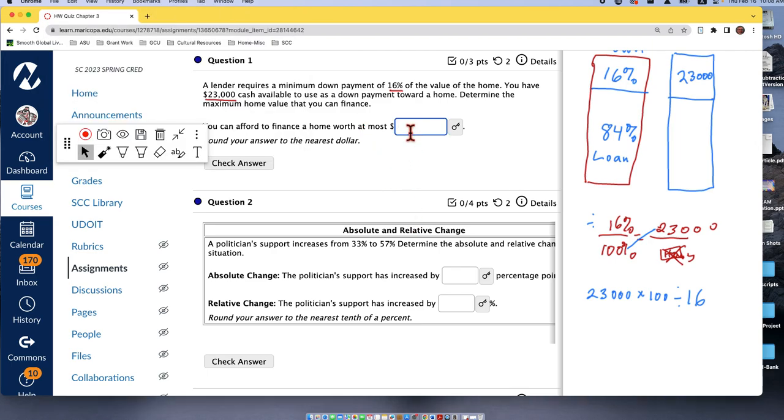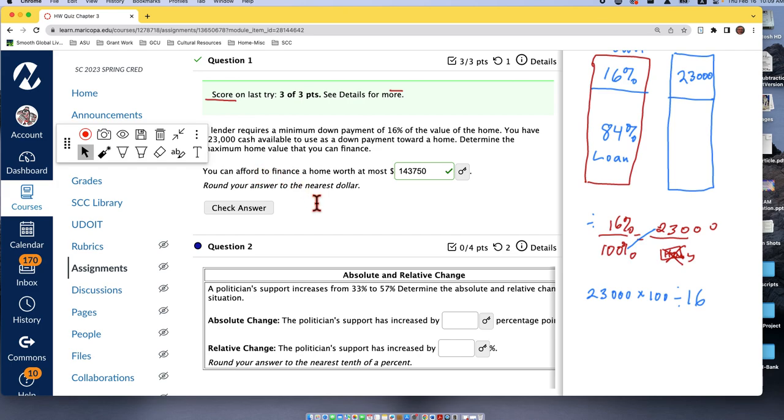Let's see if we're right. 143,750. Okay, so we can do that same thing, thinking of percentages as a proportion. When there's a missing piece, just set up a proportion.